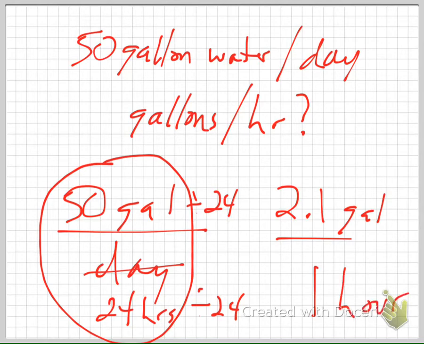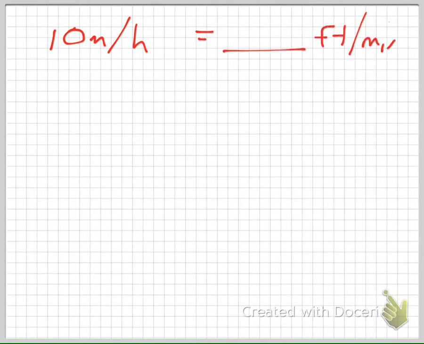Make sense? Okay. Here's a more difficult one. I say it's difficult, not really. I actually showed you this before. I will show it to you now. If I have 10 miles per hour, and I want to change that into feet per minute, how many feet per minute is it?